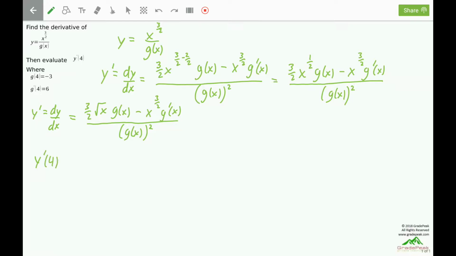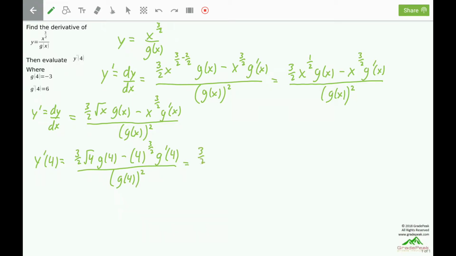Y prime of 4 means to plug a 4 in for each of the x's, so we will have 3 halves times the square root of 4 times g of 4 minus 4 to the 3 halves times g prime of 4, and then that entire thing is divided by g of 4 quantity squared.